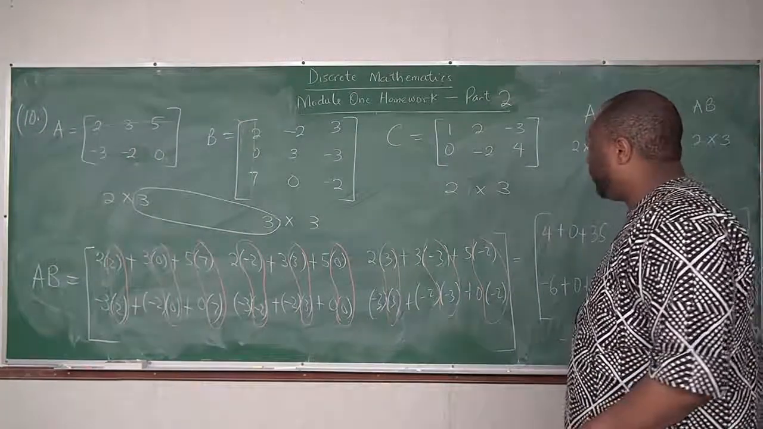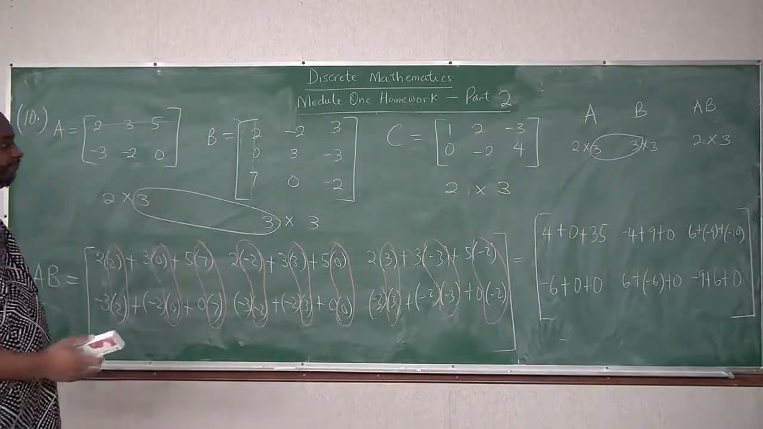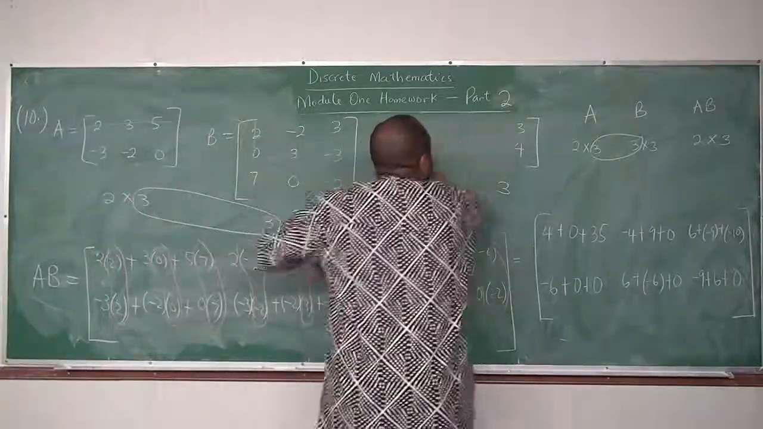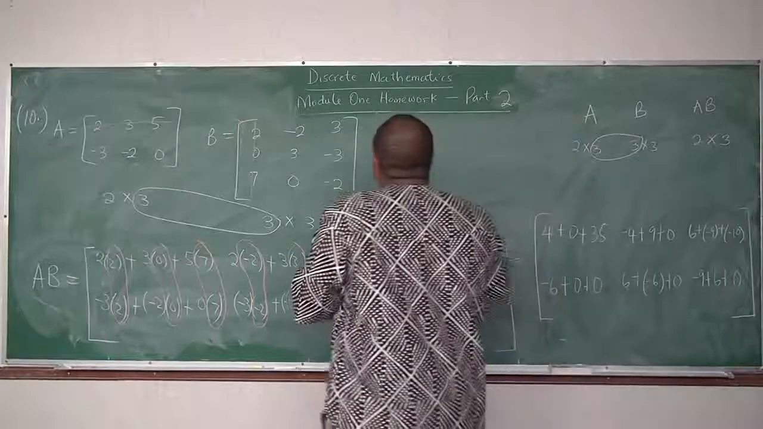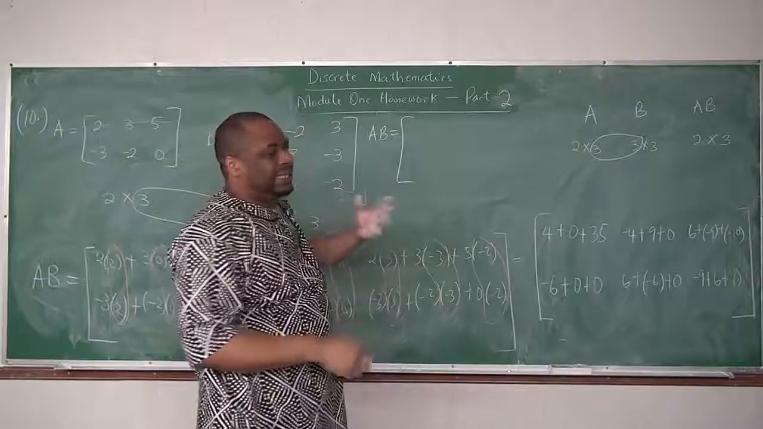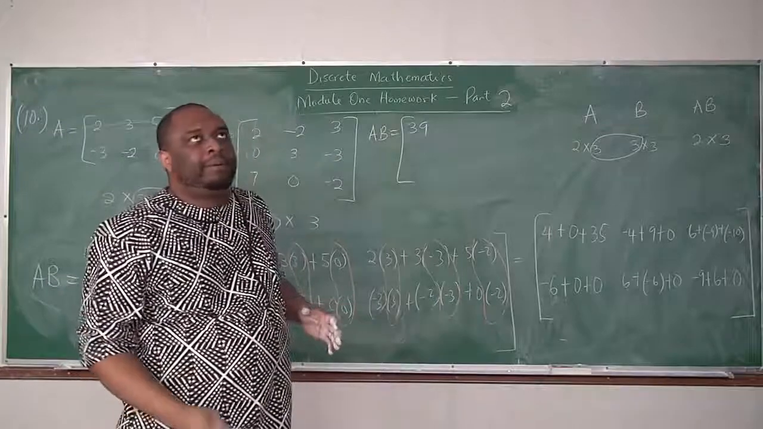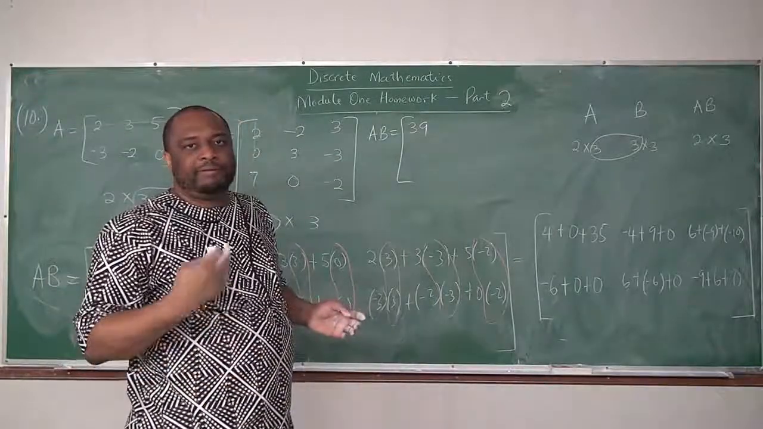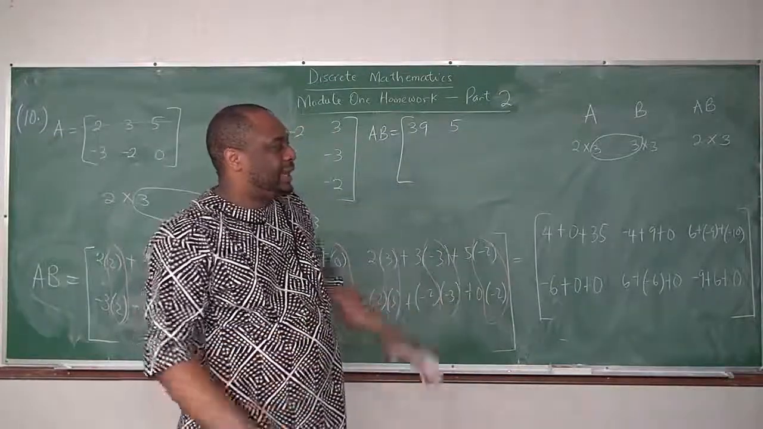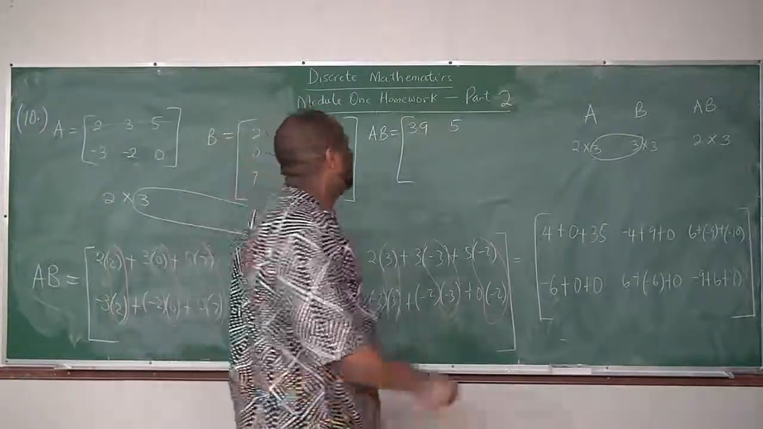Okay, folks, let's finish it up. So this will give us what now? AB, we don't need C anymore, so let's erase this. So our AB will be 4 plus 0 is 4, plus 35 is 39. Negative 4 plus 9 is 5, plus 0 is 5. 6 minus 9 is minus 3. Minus 3 minus 10 is minus 13.